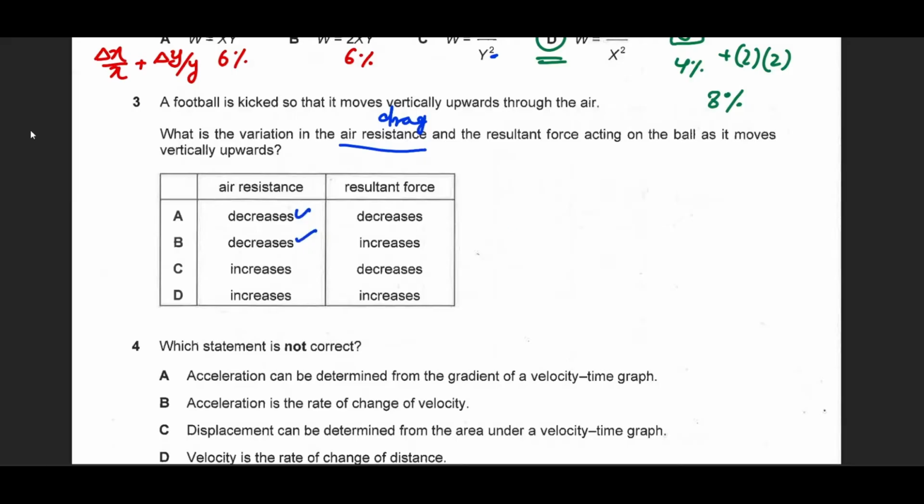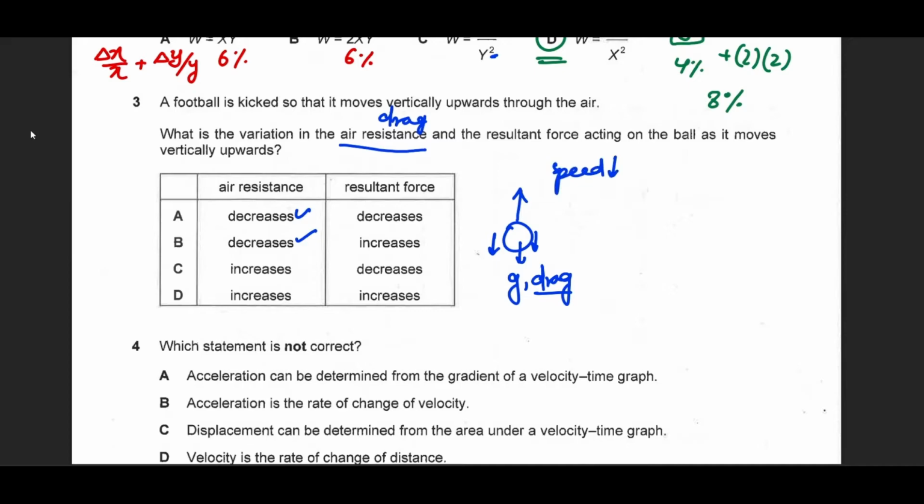Why? Because as the ball moves upwards, because of the gravitational deceleration and because of the air resistance drag, which always opposes the motion of the object, if the ball is moving upwards, drag will be acting downwards. So since both of these factors are acting downwards, we can say that the speed of the object is decreasing.